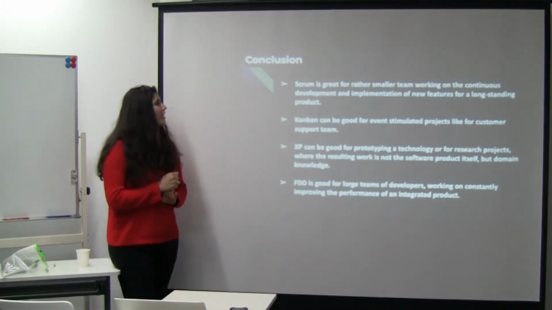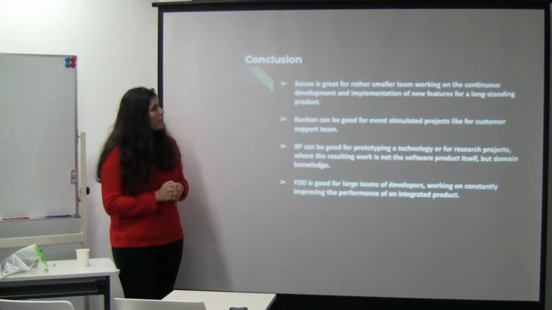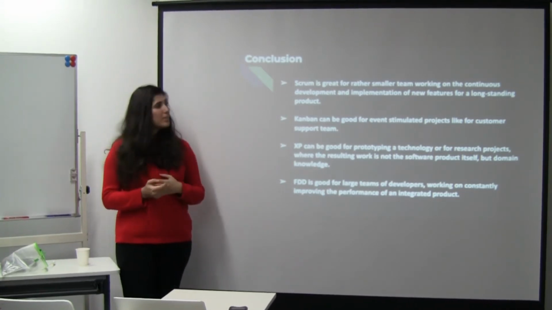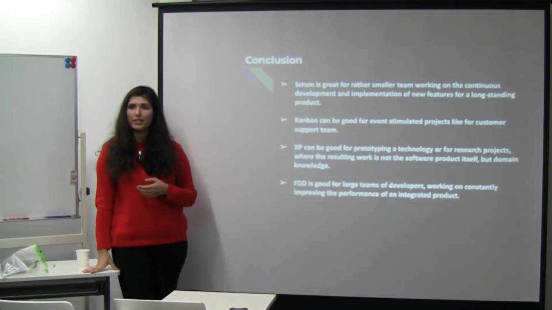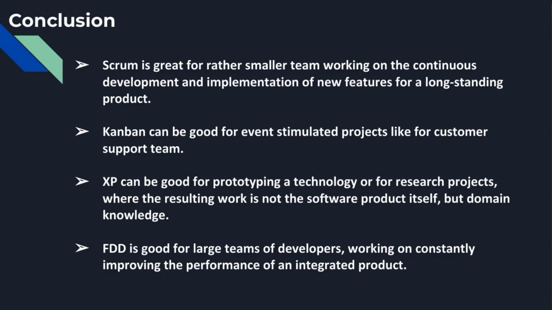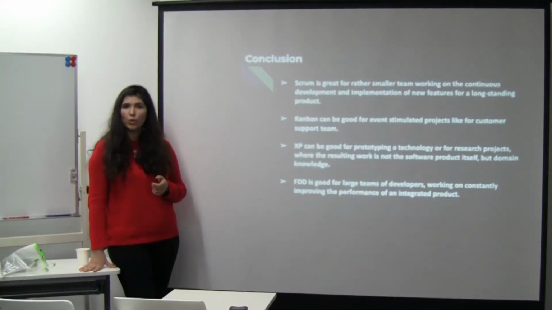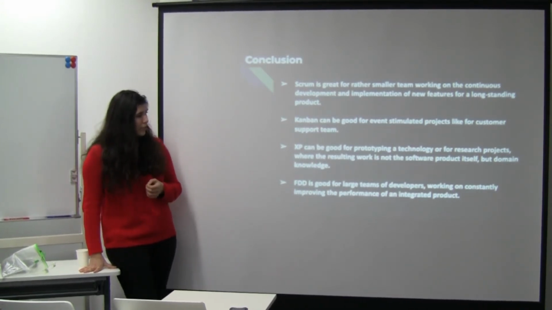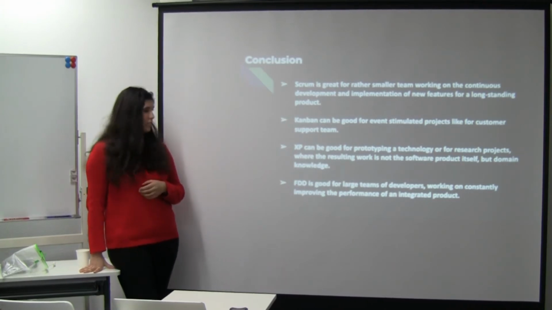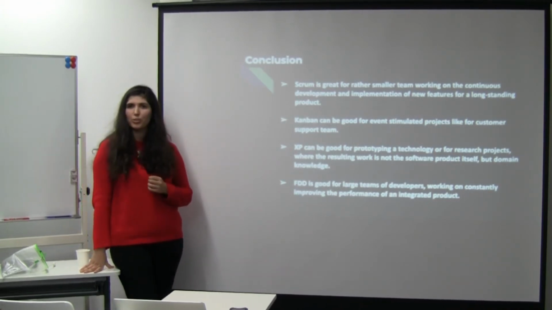So, as a rough conclusion, Scrum is great for rather smaller teams working on the continuous development and implementation of new features for a long-standing product. Kanban can be good for event-stimulated projects like customer support, and it can also be good on top of another framework like Scrum. Extreme programming can be good for prototyping a technology or for research projects where the resultant work is not the software product itself, but domain knowledge. FDD is good for large teams of developers working on constantly improving the performance of an integrated product.